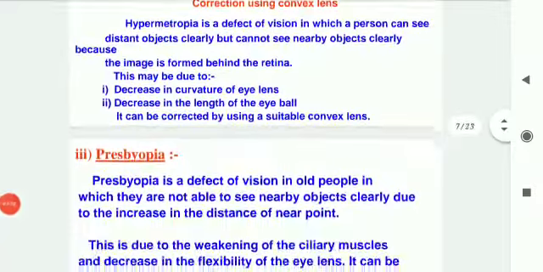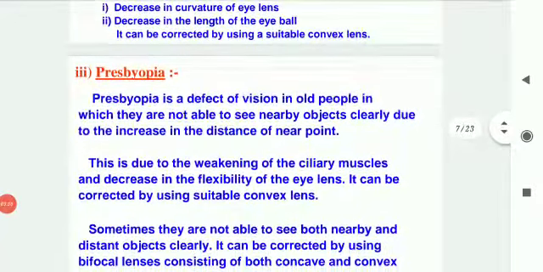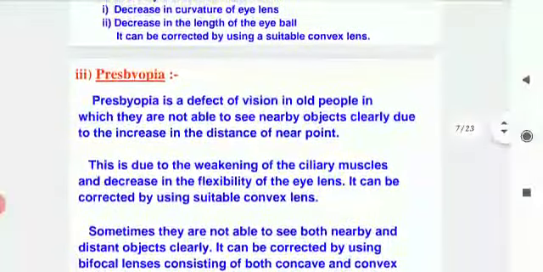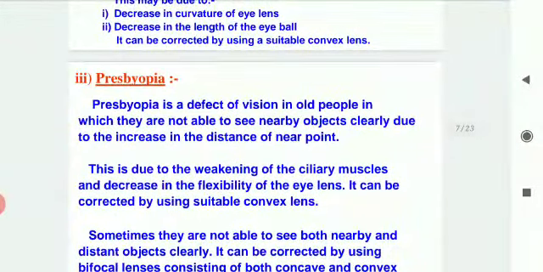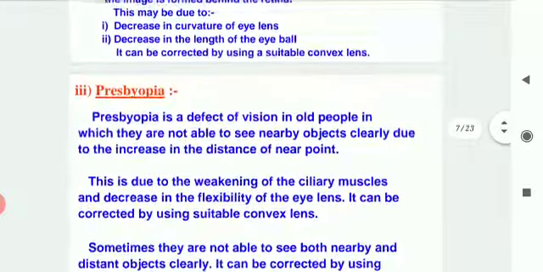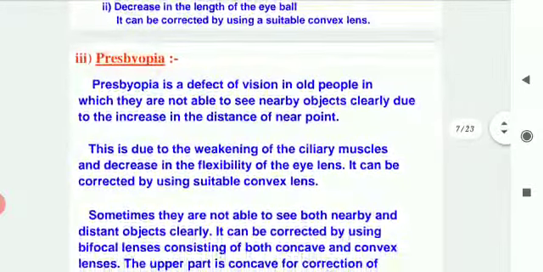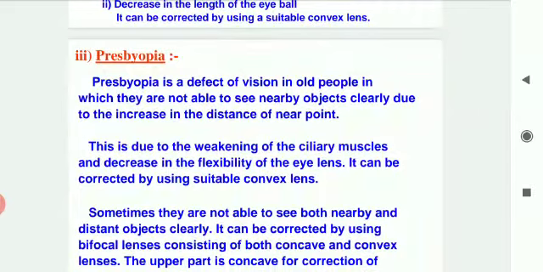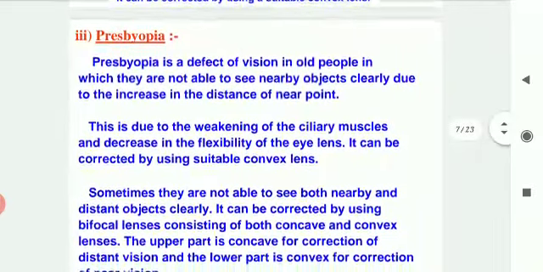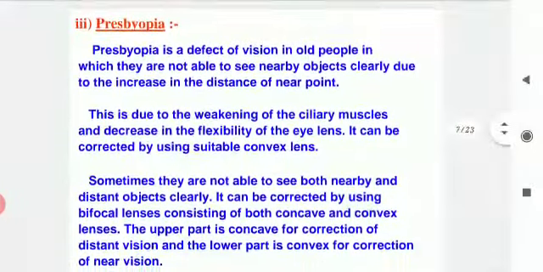Next one is presbyopia. It is a defect which is corrected by using a bifocal lens. You can say a combination of both myopia and hypermetropia can be regarded as presbyopia, and the correcting lens is a bifocal lens.